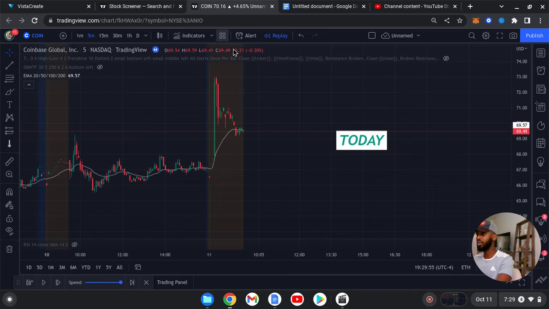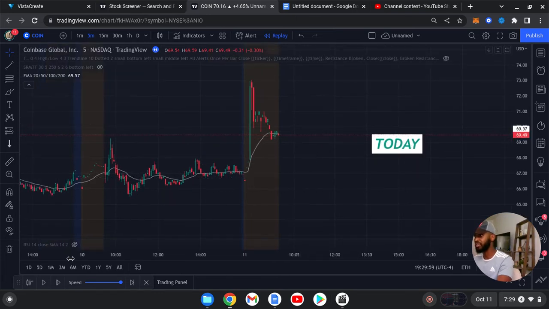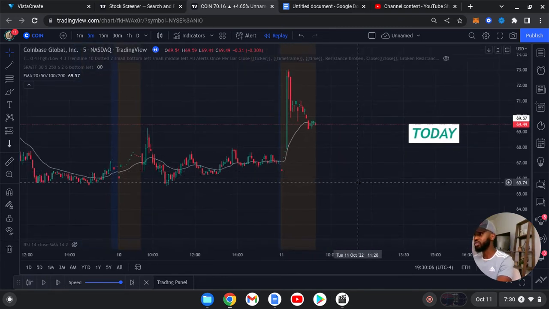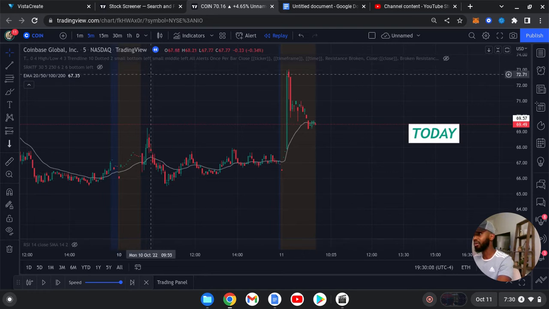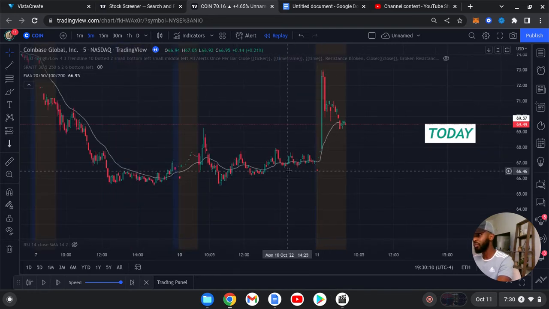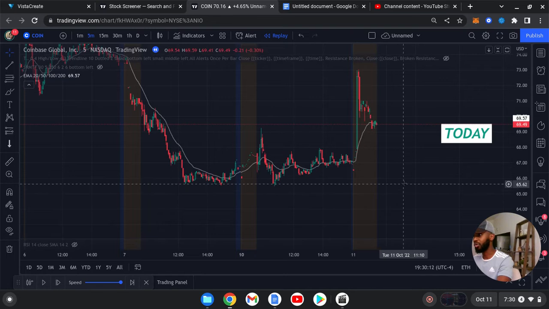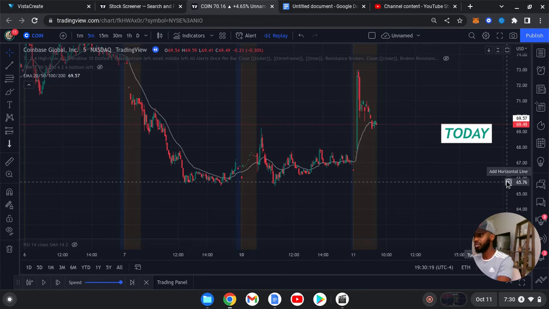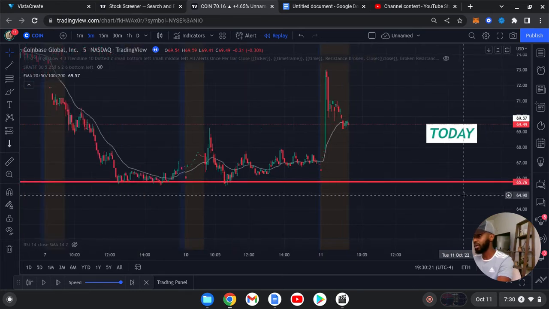Anyways, so we look at Coinbase. This will be today. I just went back and used the replay feature on TradingView just so we can look. So let's look at the day before for Coinbase. Coinbase had a low here of about 65.69 for 2 days in a row. So this is a good area, right?